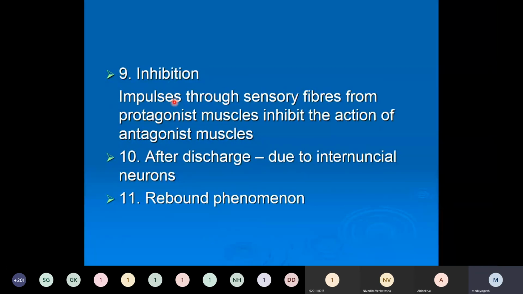Summation properties, inhibition and after discharge also happen due to the internuncial neurons. I think we will be teaching you more about this when we go to the cerebellum topic.